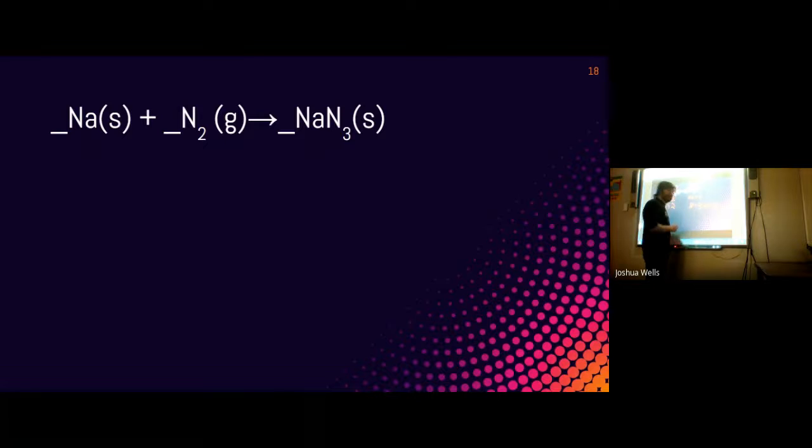But now I've got a 2 out in front of Na, so that's saying that I have 2 sodiums. So now I'm unbalanced again. So I need to balance my nitrogen. So I have 2. I'm going to multiply by 3. So I'm going to move 3 out in front, making 6. So my nitrogens are balanced. And now all I need to do is take my Na, my solid, and add a 2 in front. And now I have a balanced equation here.